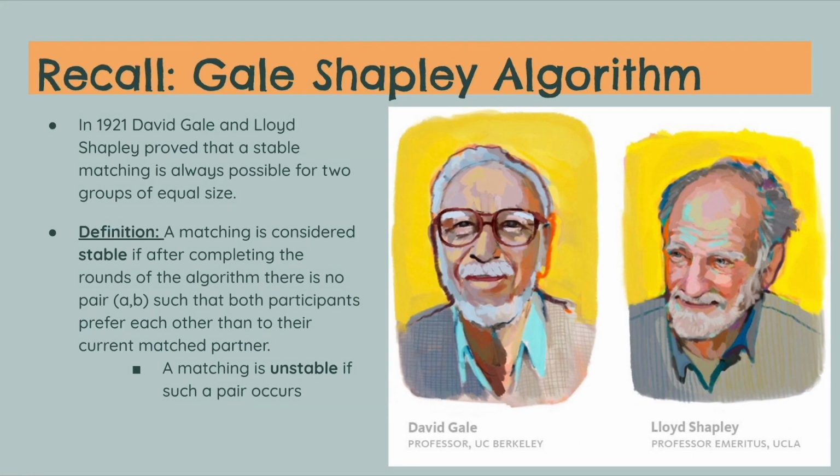In 1921, David Gale and Lloyd Shapley proved that a stable matching is always possible for two groups of equal size. In this algorithm, a matching is considered stable if after completing the rounds of the algorithm, there is no pair A and B such that both participants prefer each other over their current matched partner. A matching is unstable if such a pair occurs.